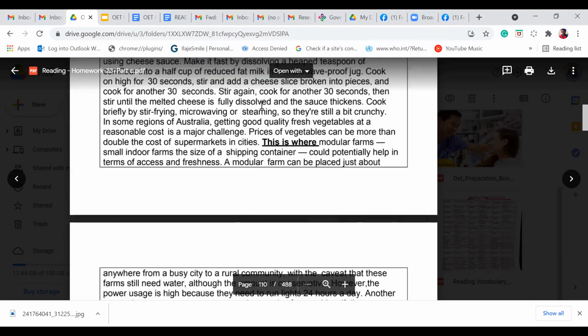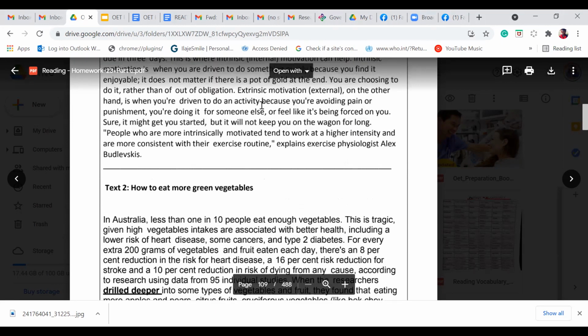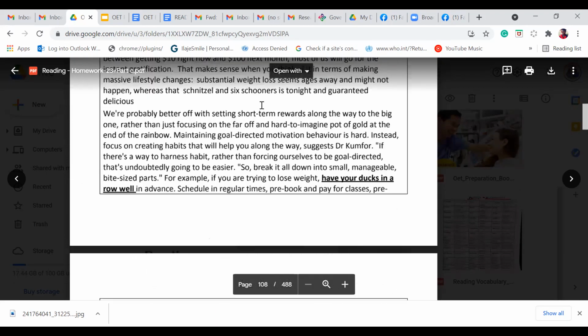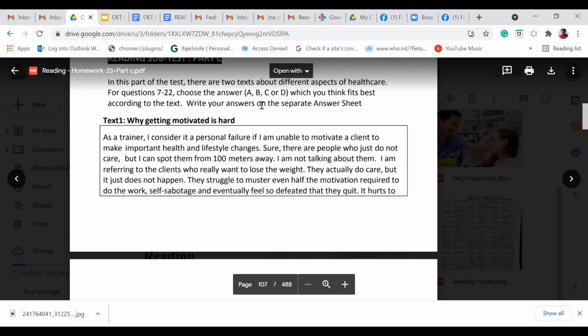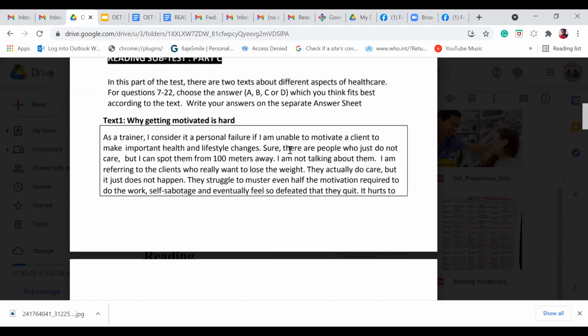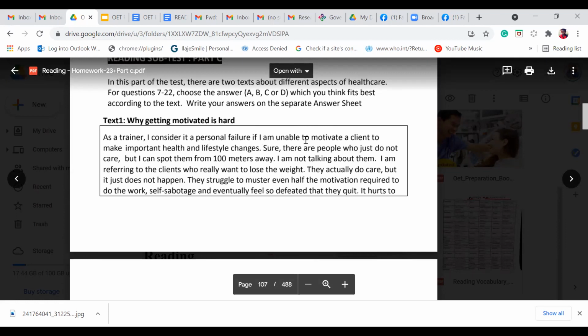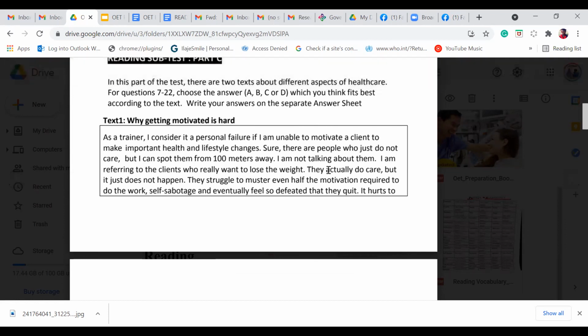So let's go to the paragraph. Because this is a booklet, you have to be going up and down, or if it's in the exam, you will have different sheets. Where did I find motivation? There are 2 places I find motivation in the text. I consider it a personal failure if I'm unable to motivate. So that's not what the question is about.